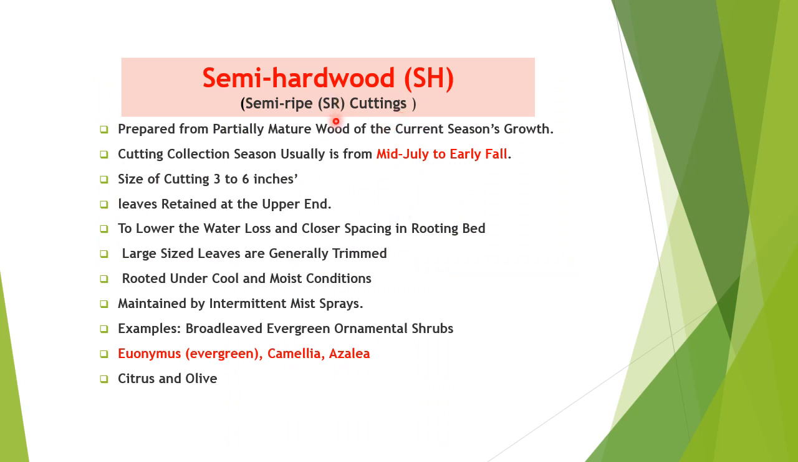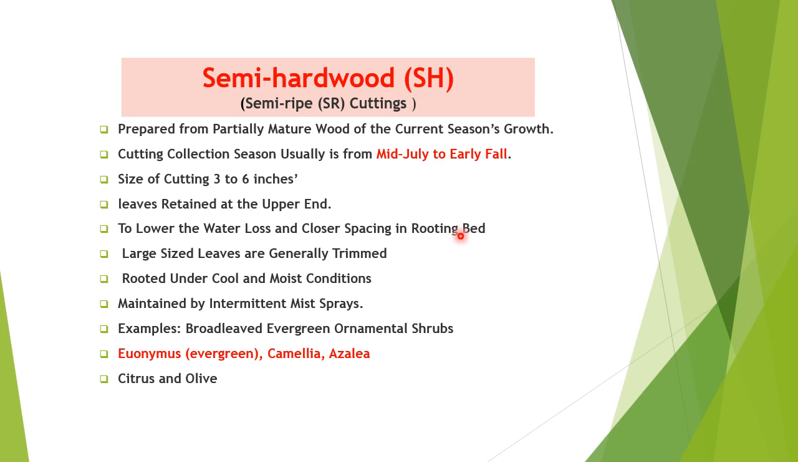Semi-hardwood, semi-ripe or SR cuttings are prepared from partially mature wood of the current season's growth. Cutting collection season usually is from mid-July to early fall. Size of the cutting is 3 to 6 inches. Leaves are retained at the upper end to lower the water loss and allow closer spacing in the rooting bed.